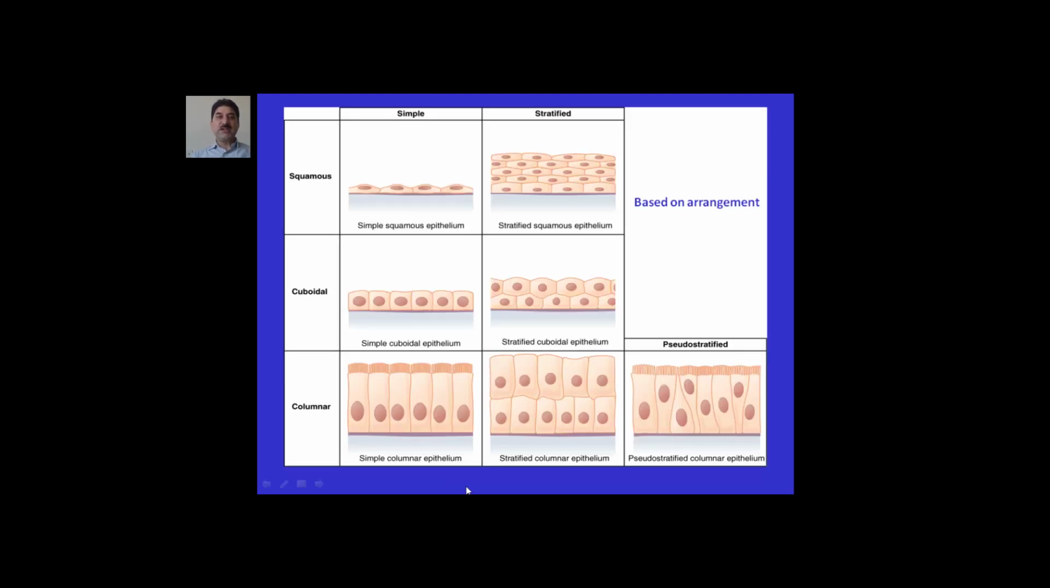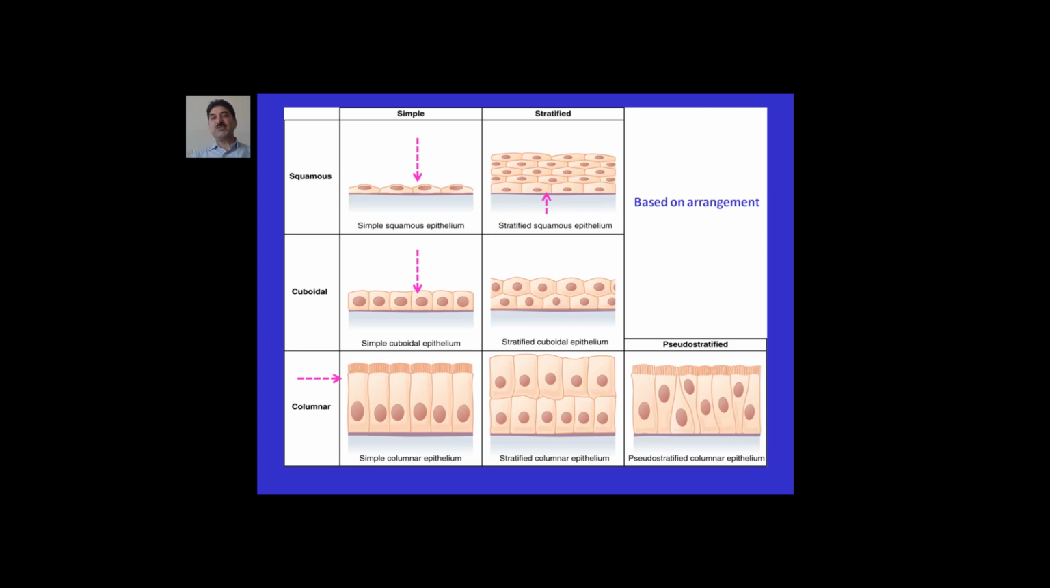As shown in this diagram, squamous epithelium can be single-layered, where all cells are attached to the basement membrane. We call it simple squamous epithelium. Then cuboidal epithelium, cells are cuboidal in shape and all cells are attached to the basement membrane. We call it simple cuboidal epithelium. Then columnar epithelium is simple columnar, where cells are columnar in shape and all cells are attached to the basement membrane. In stratified epithelium, epithelium is multiple layered. Only the basal cells are attached to the basement membrane.